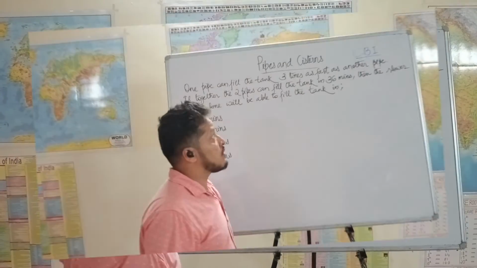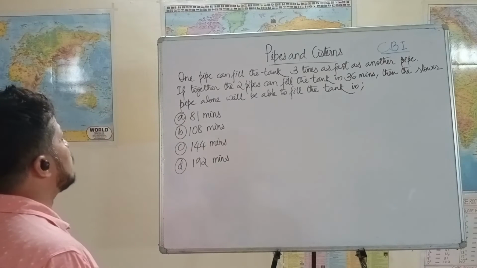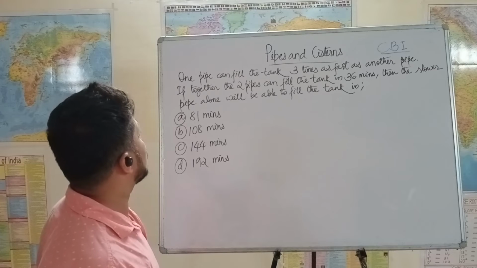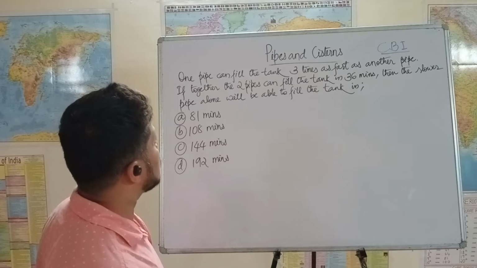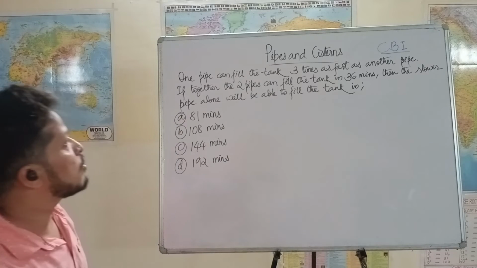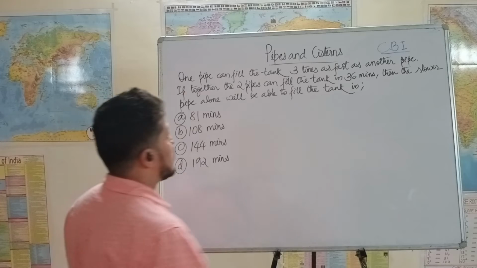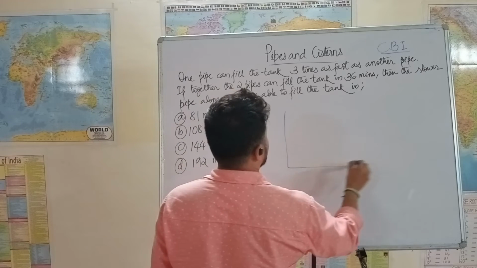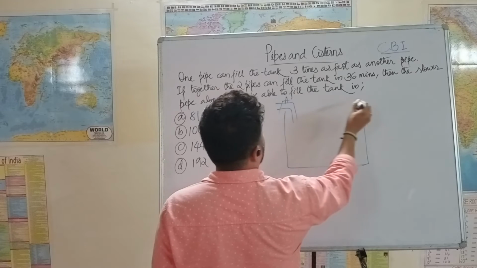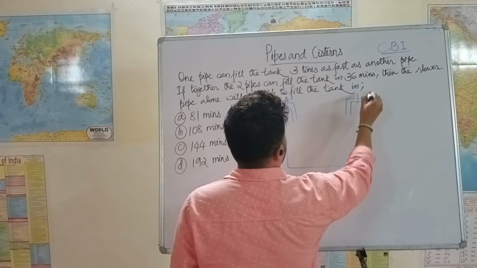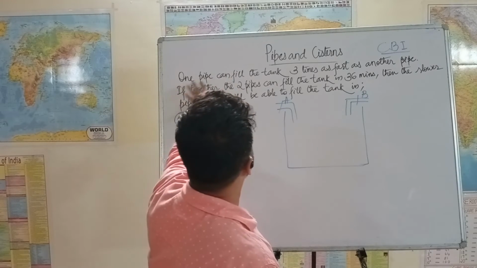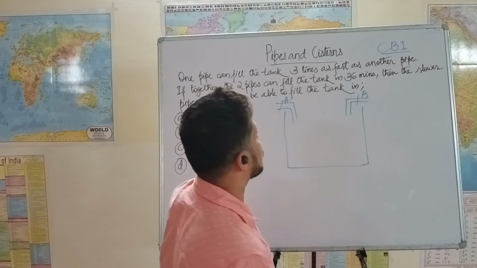Okay. We have the next question from previous year CBI exam. One pipe can fill the tank 3 times as fast as another pipe. If together the pipes can fill the tank in 36 minutes, then the slower pipe alone will be able to fill the tank in. Okay, see, there is a tank. There are 2 pipes filling the tank, A and B, and one of them can fill the tank 3 times as fast as another pipe.